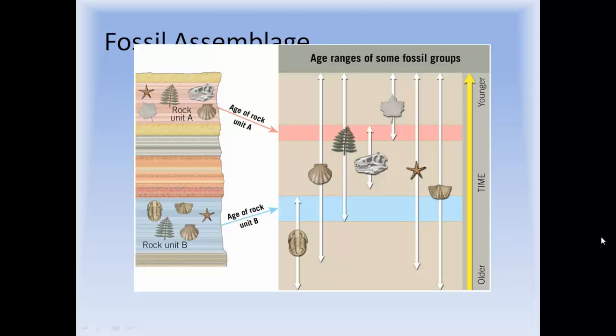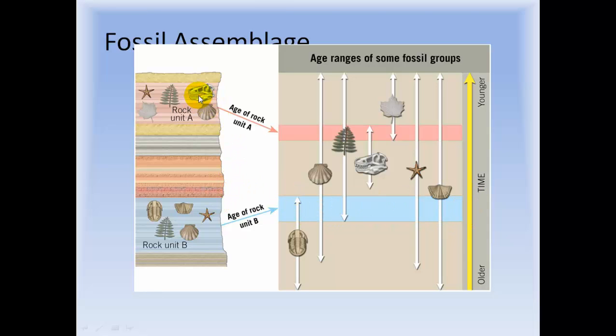Here are our fossil assemblages. Let's say this trilobite lived during this time span, and this scallop lived in this time span. We have the scallop, the trilobite, this fern, the brachiopod and the starfish. We don't have the leaf or the dinosaur. Where all of these overlap is in this band, so you know this rock had to be from somewhere in this time frame.